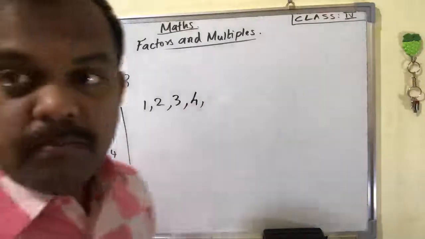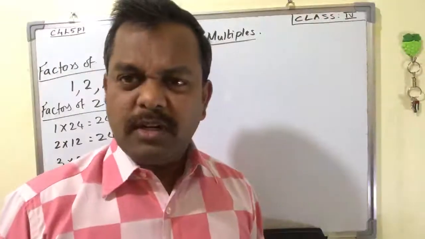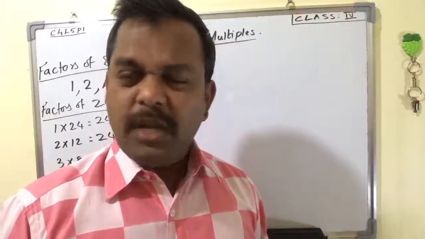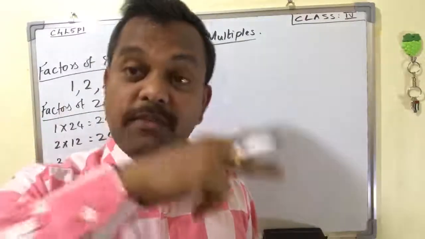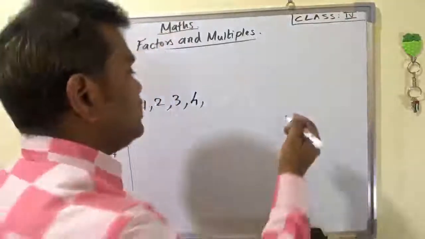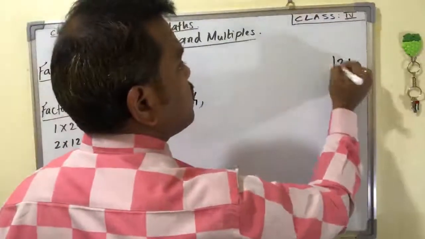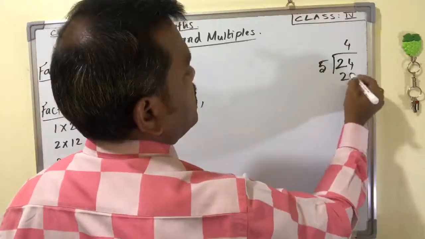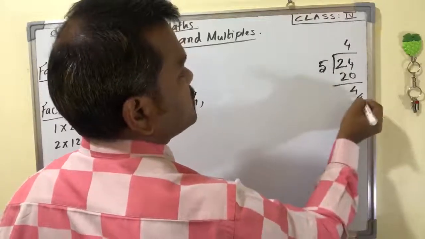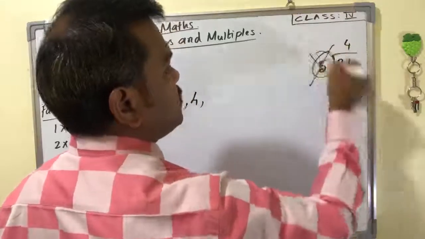Check 5. Table 5, 24 is not coming. 5 5s are 25. So 5 is not a factor. We can check here, no problem. 24 by 5. 4 5s are 20. Balance 4. Balance is showing. So 5 is not a factor of 24.